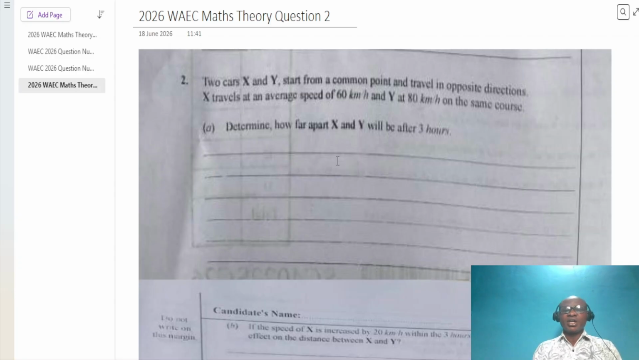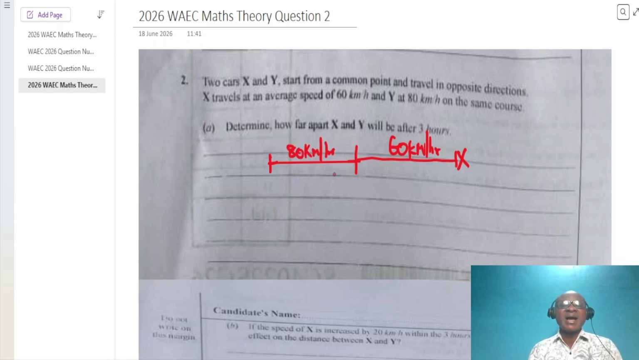All right. In this question, let's assume that the two cars started at a point, and X travels, let's say, east direction, and they moved at 60 kilometers per hour. Okay, that is X movement. And Y travels in the opposite direction. Let's say it moves on the western side, moving at an average speed of 80 kilometers per hour.